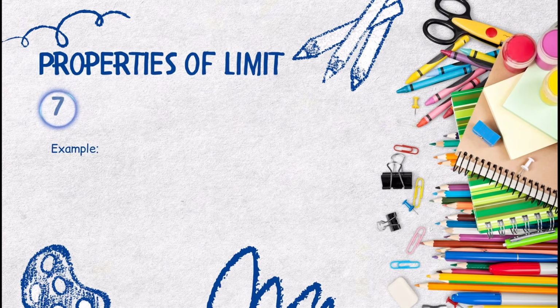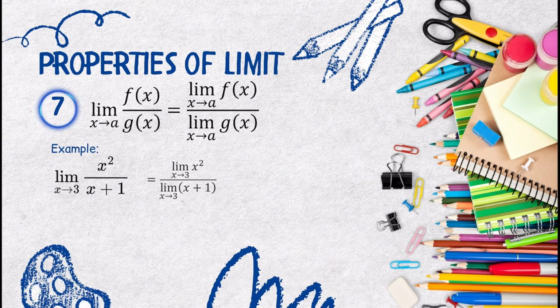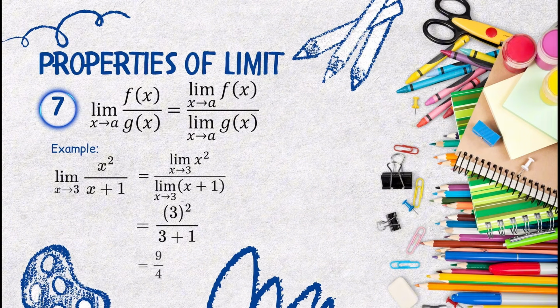The limit of a division of two functions, f of x and g of x, is the limit of f of x divided by the limit of g of x, as long as the denominator, g of x, is not 0. For the example, the limit of x squared divided by x plus 1 as x approaches 3 can be found by dividing the limit of x squared by the limit of x plus 1. Replace x with 3, and the answer is 9 divided by 4.